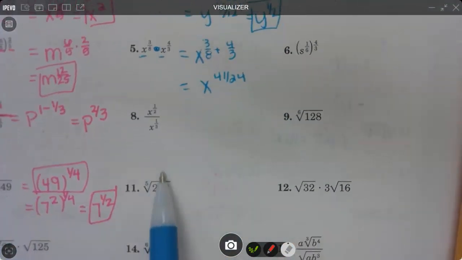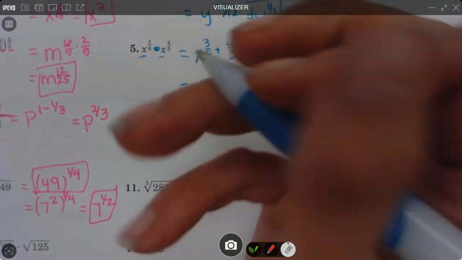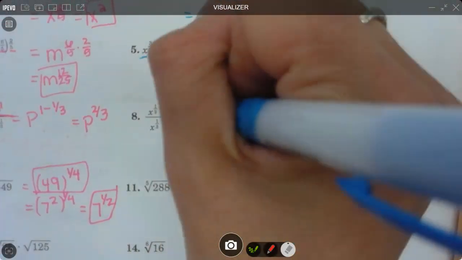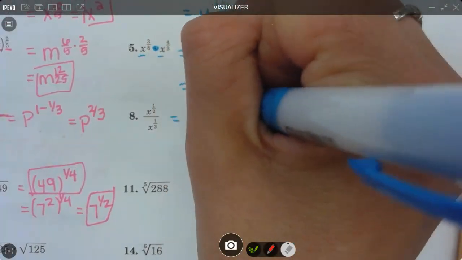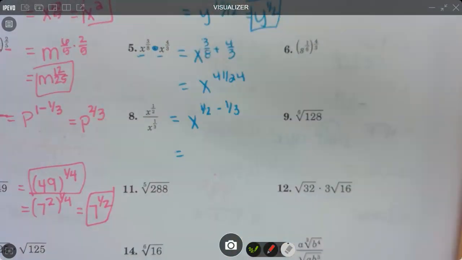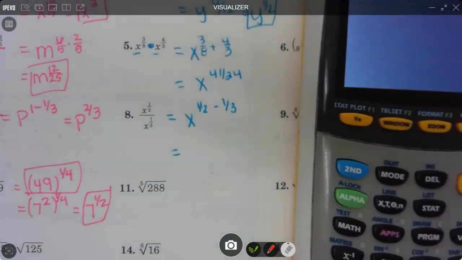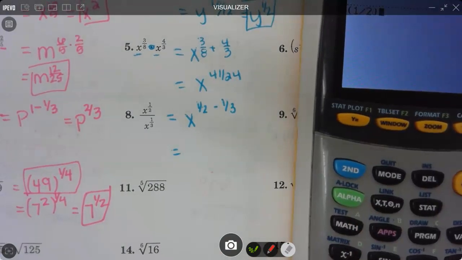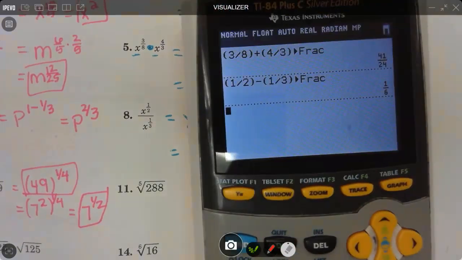If you are dividing, that is the same as subtraction. So that would be like 1/2 minus 1/3. So again, you could go to your calculator. 1 divided by 2 minus 1 over 3. Math, enter, and you get 1/6.